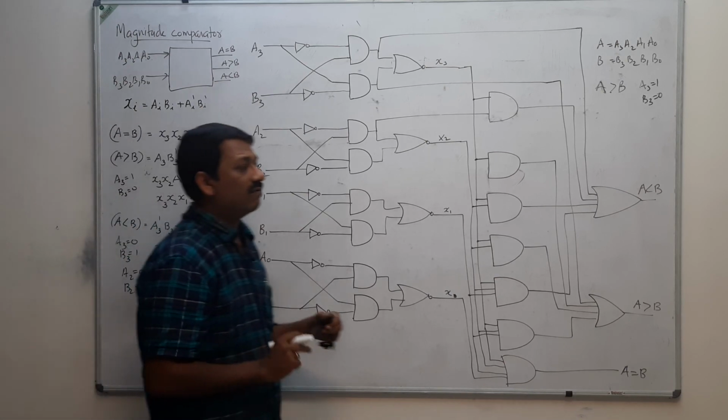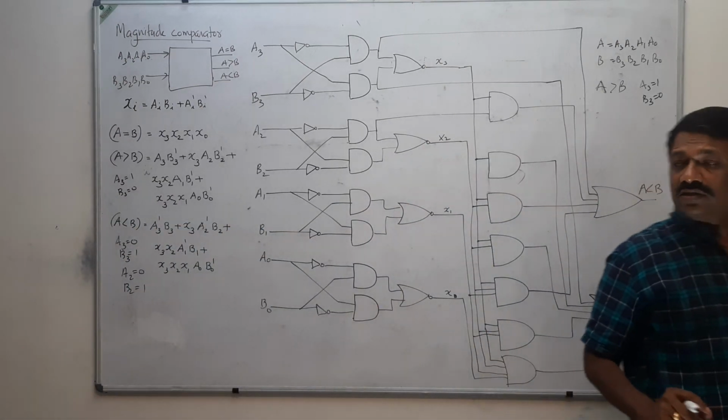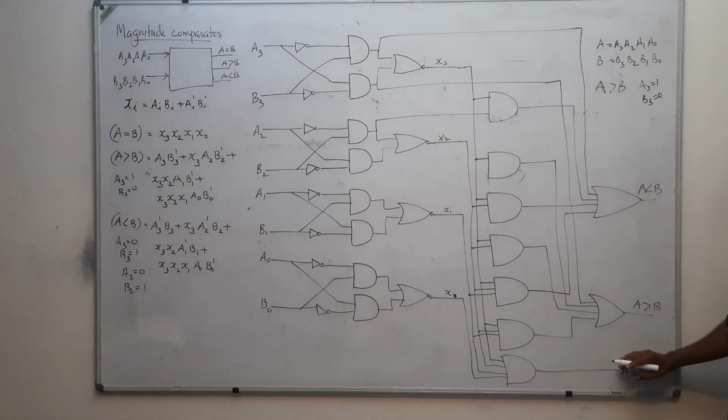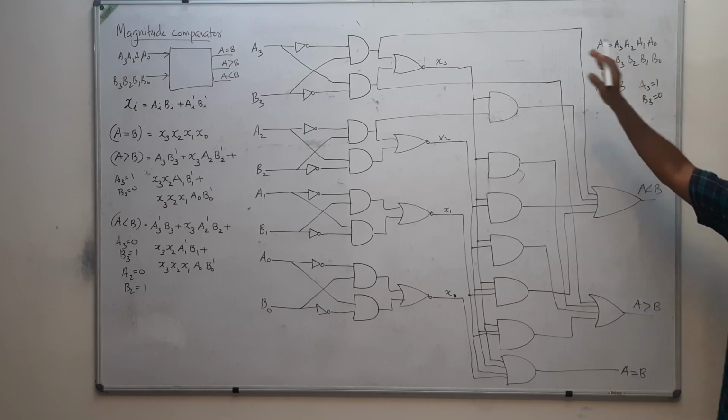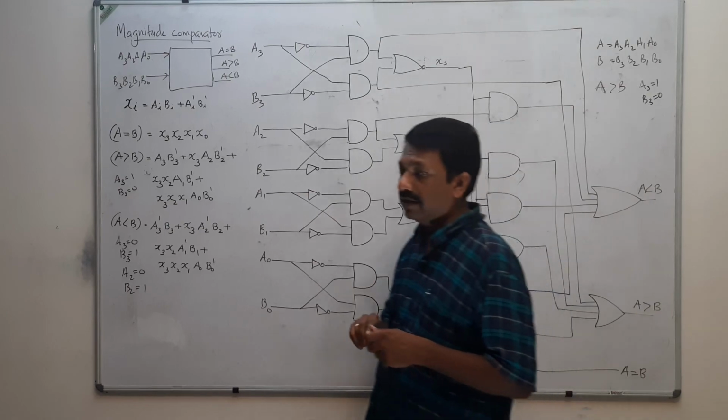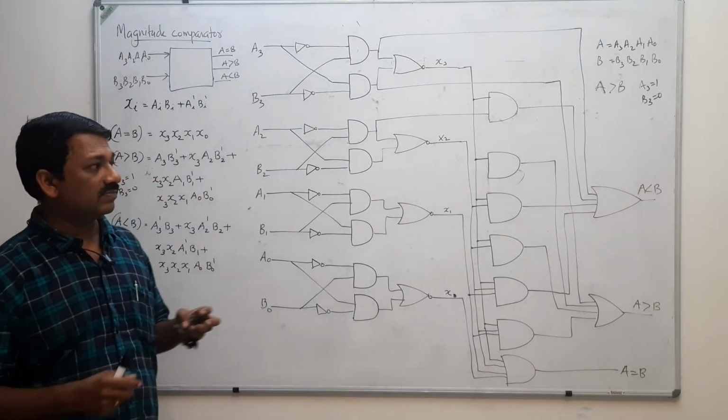That is why we have 3 outputs, either of this. That means either A equal to B or A greater than B or A less than B. One of this will be 1 and the other two will be 0, and that is accomplished by this circuit. And that is all about magnitude comparison. This is a very simple circuit.